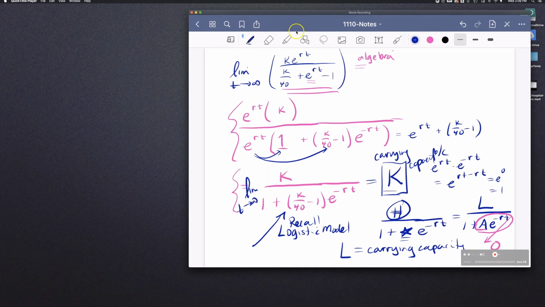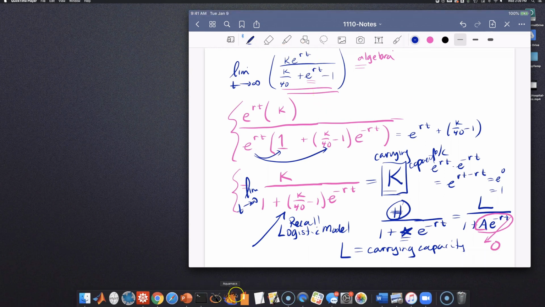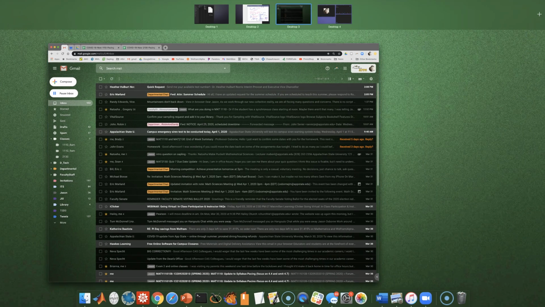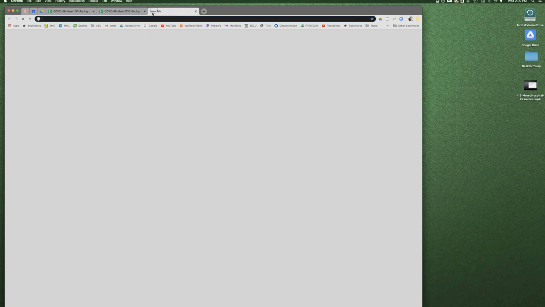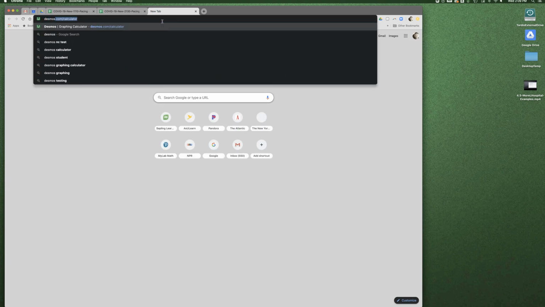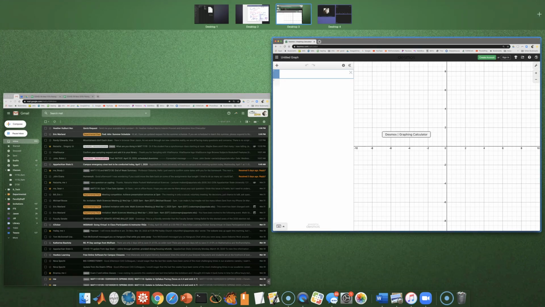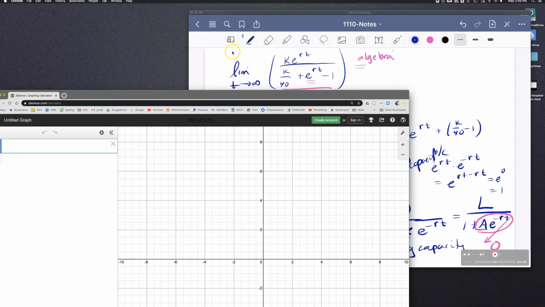Okay, and we can see what this function is going to look like if we bring up our Desmos graphs. Sorry, let me bring up Desmos. Okay, and then we will move this to our screen.